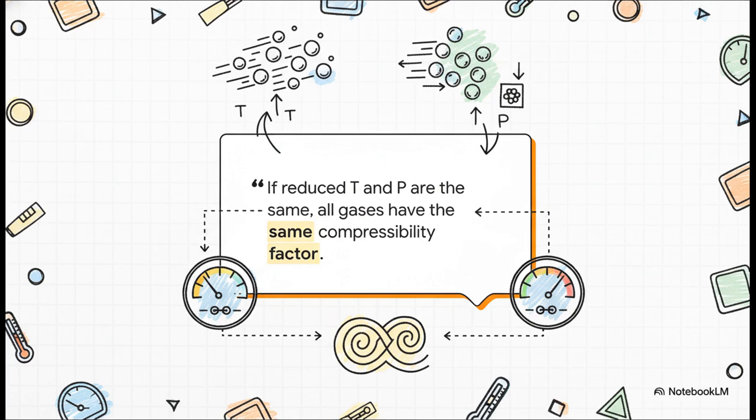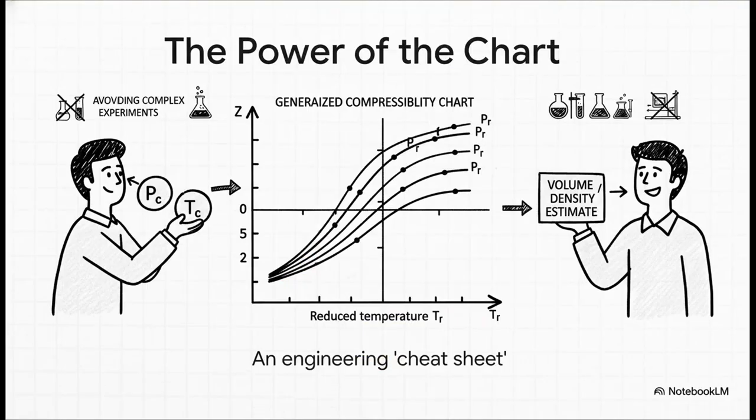It's that simple. This idea gave birth to the generalized compressibility chart, and let me tell you, this was a game changer. Before this, if you were an engineer designing, say, a refrigeration unit, you needed giant books of experimental data for your specific fluid. Want to try a different one? You had to start from scratch. But with this chart, all you needed was a substance's critical point, just two little numbers, and you could get a darn good estimate of its behavior. It became an essential engineering cheat sheet, and honestly, it still is.